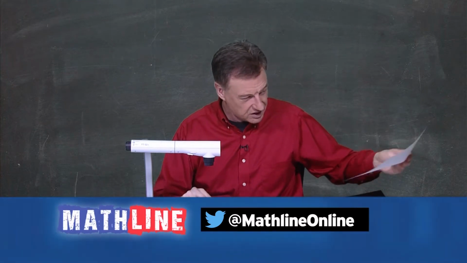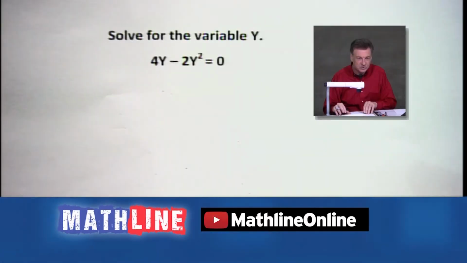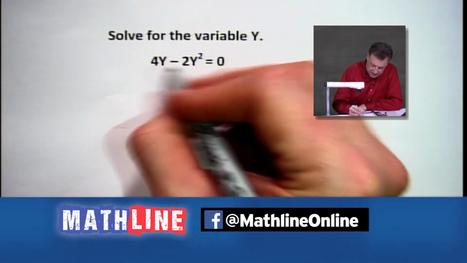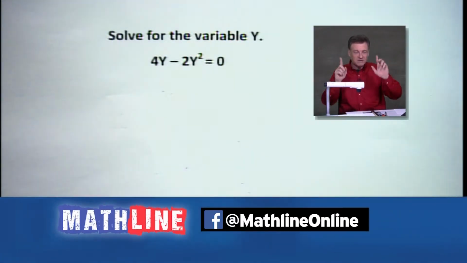Okay? So let's take a look at this one here. A little different order here, but still this concept is GCF time. It's the greatest common factor. So let's take a look at that. There's a y, but also we can divide out 2.